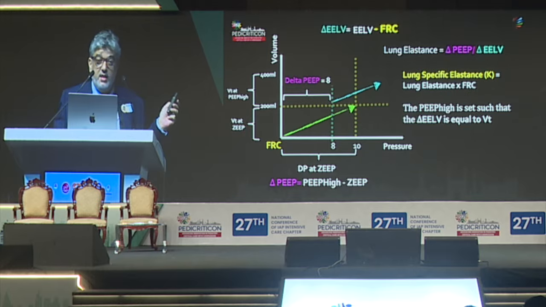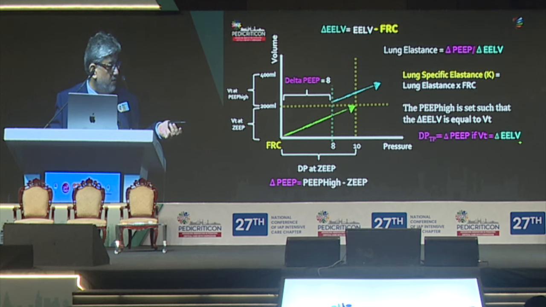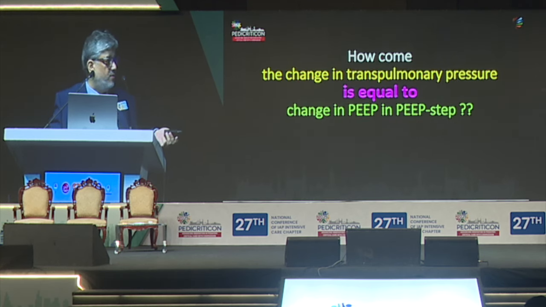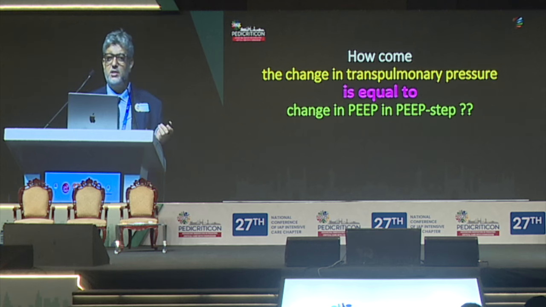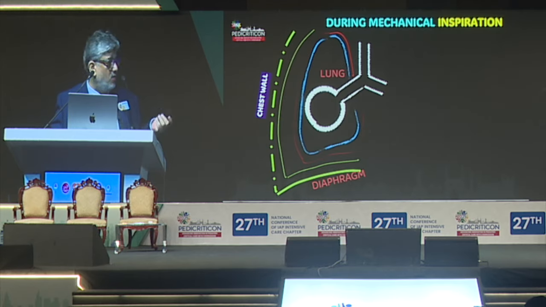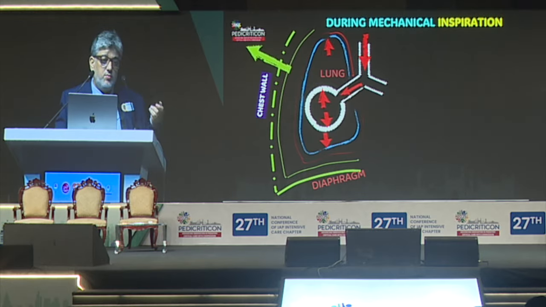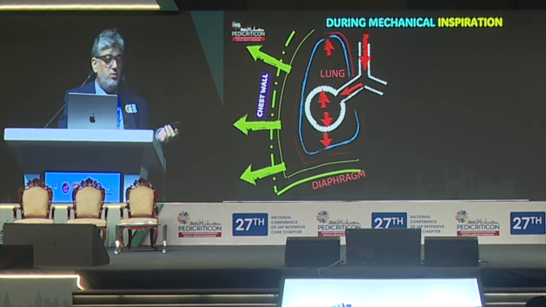And the important condition is that the PEEP high should be set in such a way that the tidal volume you are generating is equal to the delta ELV. This is very important, and if that happens, then your transpulmonary driving pressure is equal to delta PEEP. Now the question is, how does this magic work? I have shown all these things, but how does it actually work? How, when the change in volume, the delta ELV, is equal to the tidal volume, is the delta PEEP equal to the transpulmonary pressure?